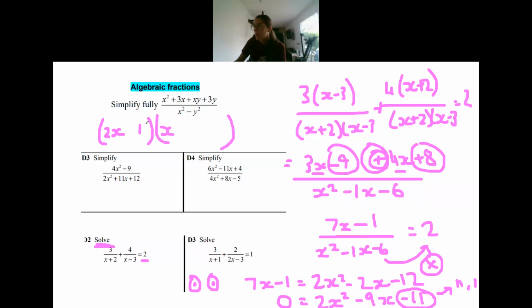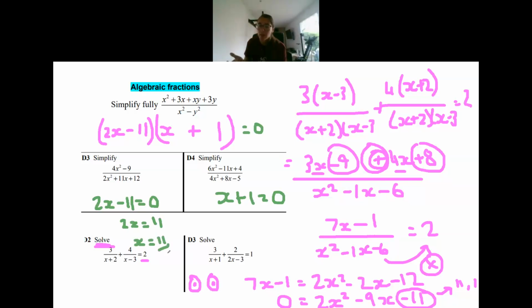So if I put the 11 here, I get 11x. And then I get the 2x here, and I've got to get minus 9. So that's minus 11x plus 2x. So it's a solve, it's equal to 0. I set each bracket equal to 0. So that means 2x minus 11 equals 0, x plus 1 equals 0. Add the 11, so 2x equals 11, and then divide by 2, x equals 11 over 2. Again, decimal or fraction doesn't matter, it's still mathematically the same thing. Or x equals minus 1.